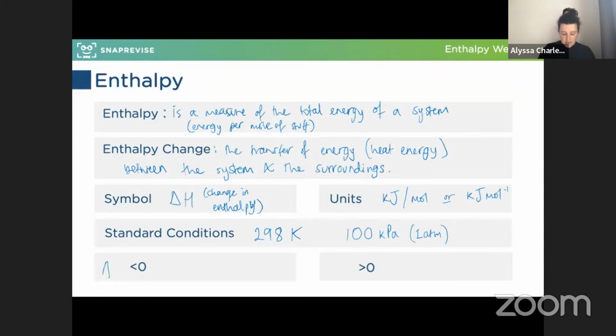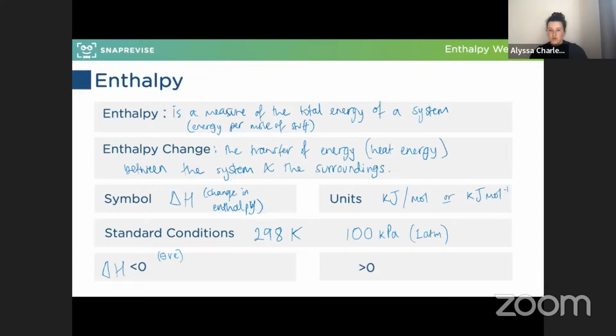Okay, so when delta H is less than 0, i.e. negative, is this exothermic or endothermic? And therefore, do we know what the other one is? Which one's which? Is that an exothermic process or an endothermic process?